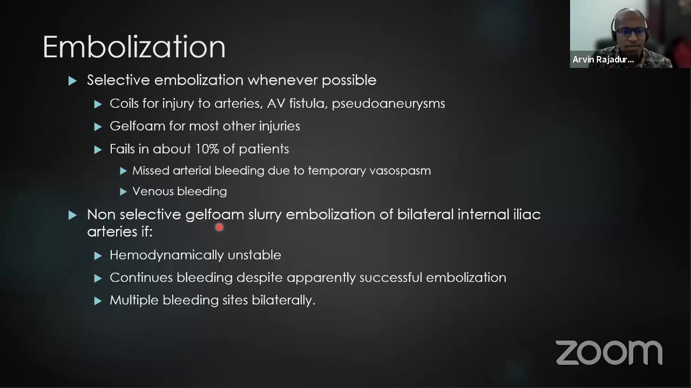iliac artery. So this is usually done in patients who are hemodynamically unstable, continue to bleed despite apparent successful embolization, or have multiple bleeding sites bilaterally.